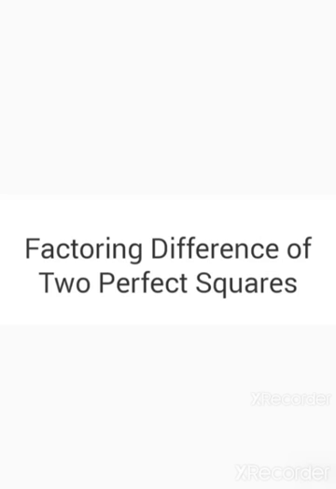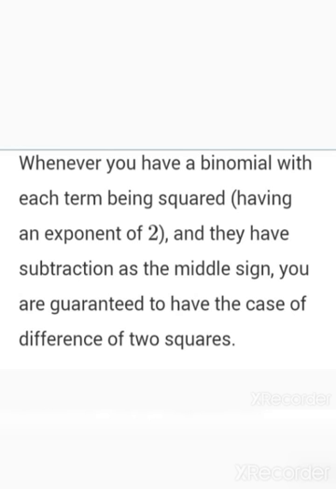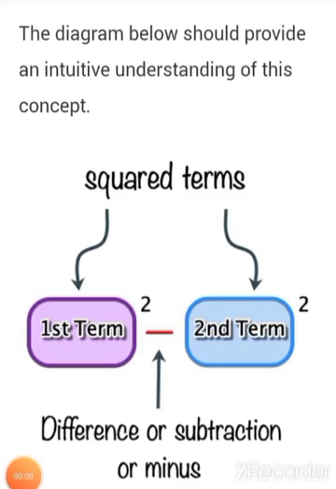When we factor a difference of two squares, that means whenever you have a binomial with each term being a square, having an exponent of 2, and they have subtraction as the middle sign, you are guaranteed to have the case of difference of two squares. The diagram below should provide an intuitive understanding of this concept. Square of the first term, minus or subtraction or difference, and square of the second term.